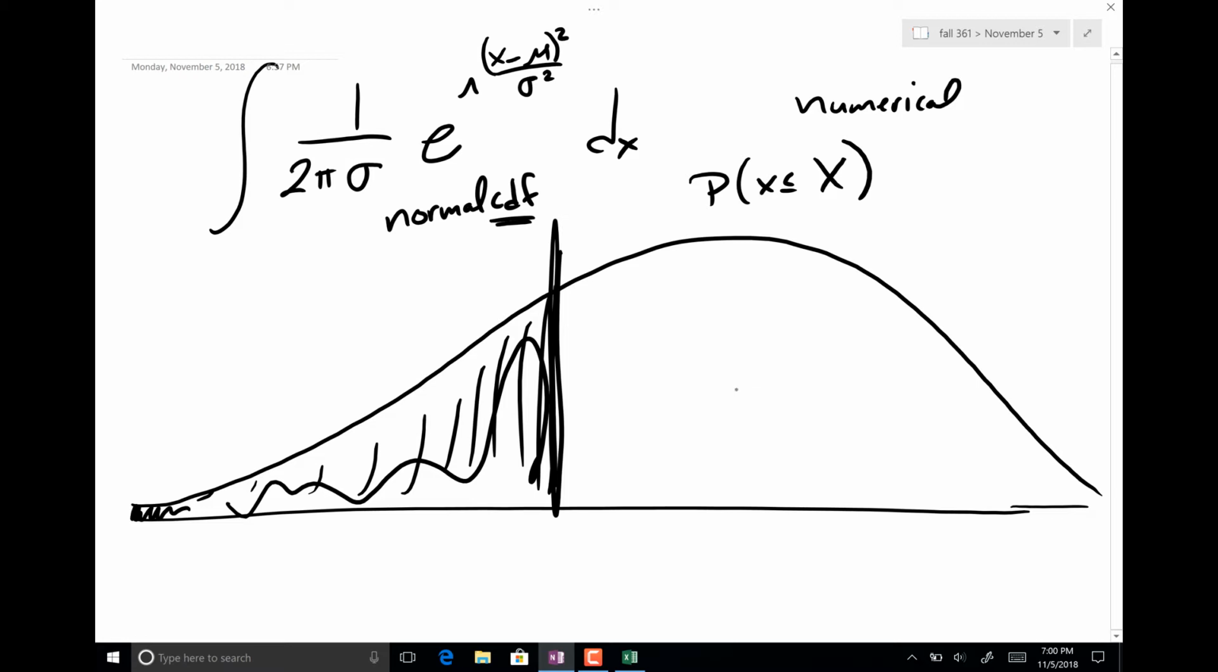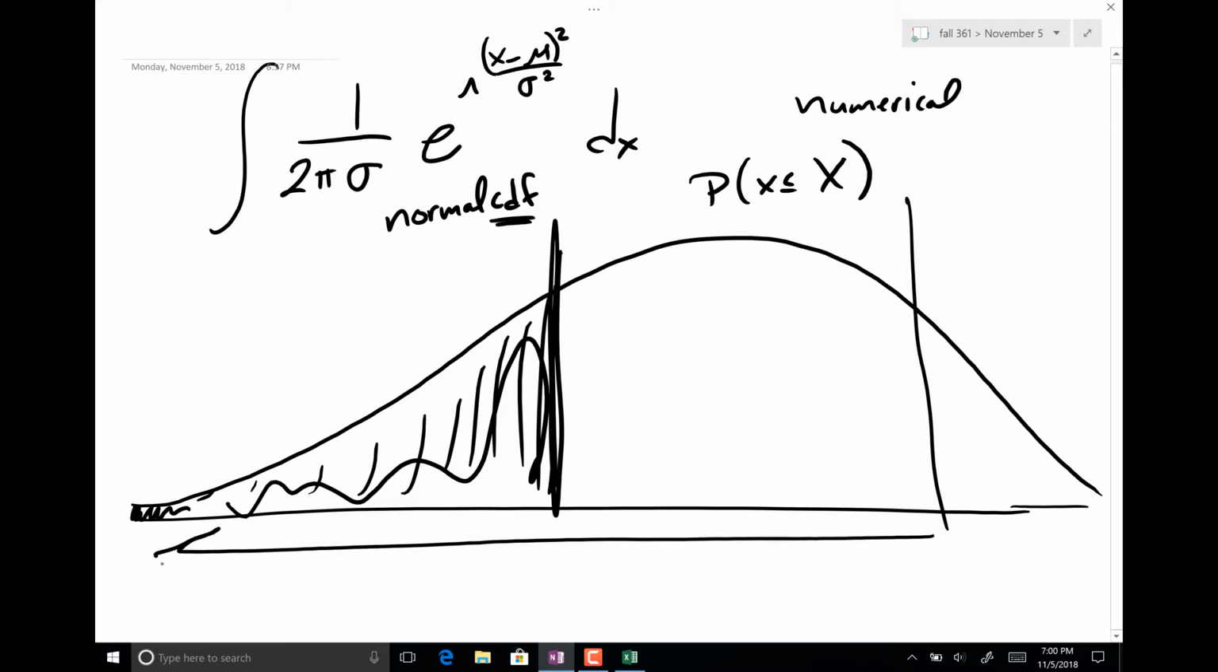But what if I wanted this area? Then you're going to subtract from 100%. Just like we did before. What if I wanted the area between here and here? Well, I'm going to find the area from here all the way down, and the area from here all the way down, doing two separate CDFs, and then subtract them.